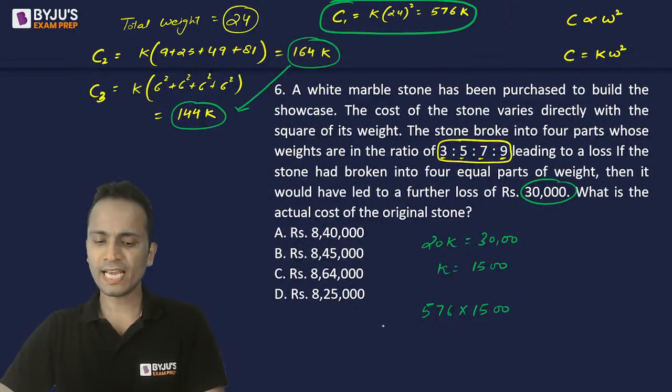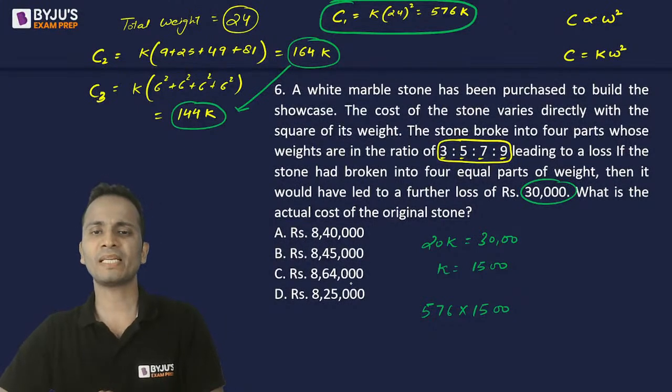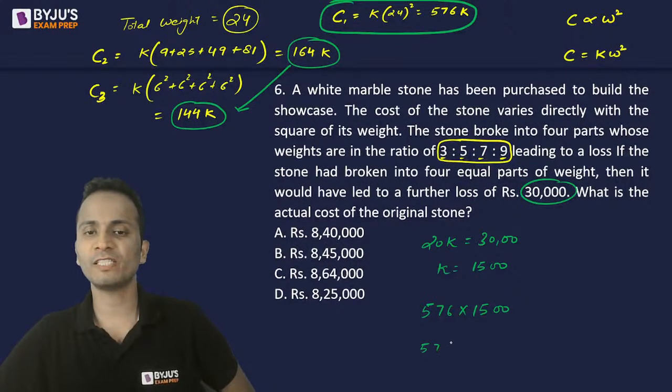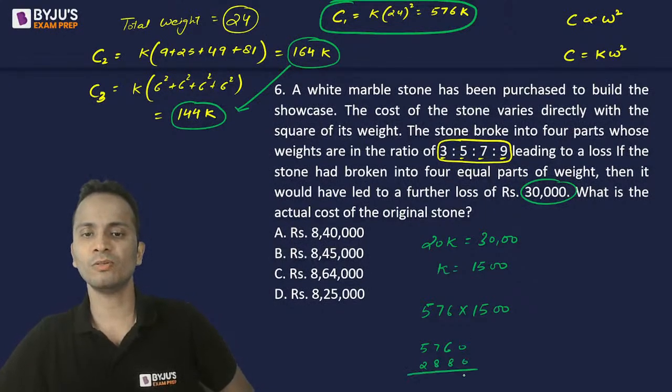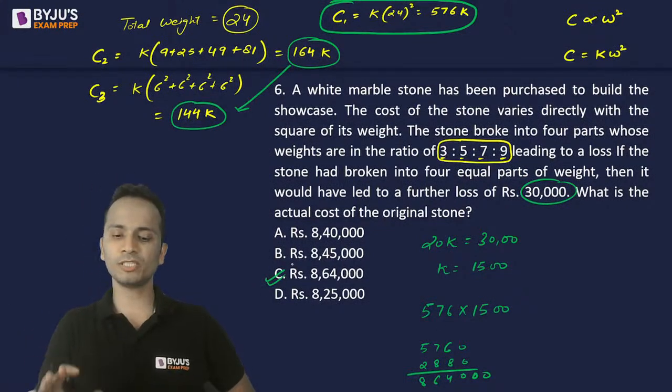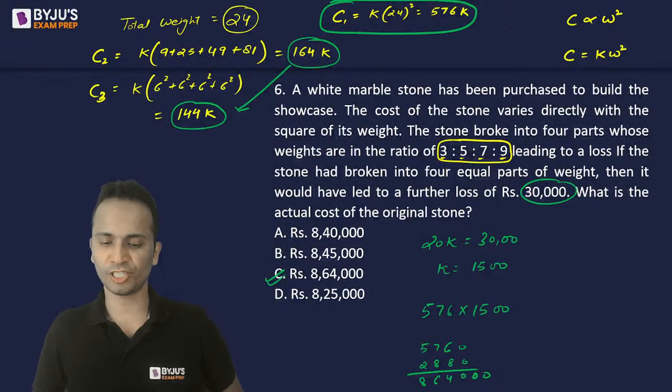One of the students, May, I think, has given a correct answer. No, you have given the correct answer, but the number of zeros you have kept in your answer is wrong. So 5760 and 2880 and 864,000. That is option C, which will be the correct answer for this question.